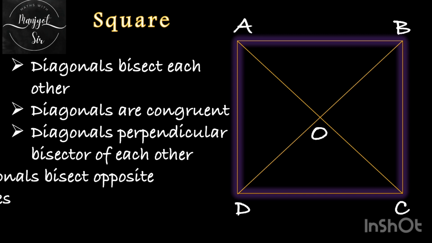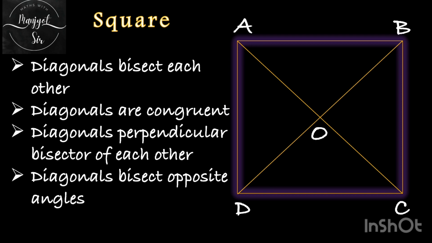Last but not the least, the fourth property: diagonals bisect opposite angles. We have already studied this property in rhombus. If you observe here, AC is a diagonal, and the opposite angles it touches are points A and C. So these two angles are bisected by this diagonal. That means angle BAC will be equal to angle CAD. The diagonal is not just touching the opposite angles A and C, it is bisecting angles A and C, and similarly for diagonal BD. It bisects opposite angles B and D.